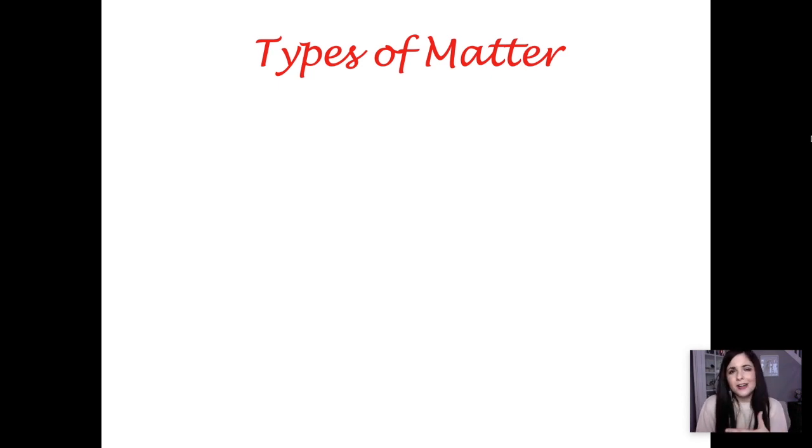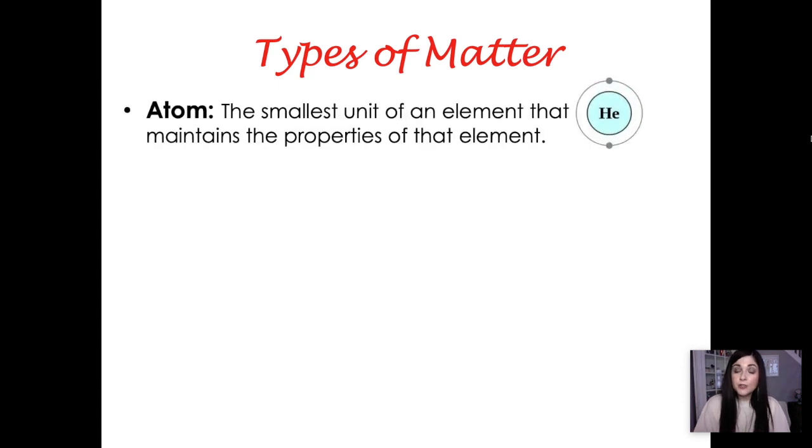So I'm going to kind of go through this quickly because there's just a lot of very basic concepts. Hence the name of this video, Getting Back to the Basics. So let's go ahead and do that. So a couple of different types of matter. Of course, we have atoms. That's what makes up everything in the periodic table. Atoms are the smallest unit of an element that maintains the properties of that element.